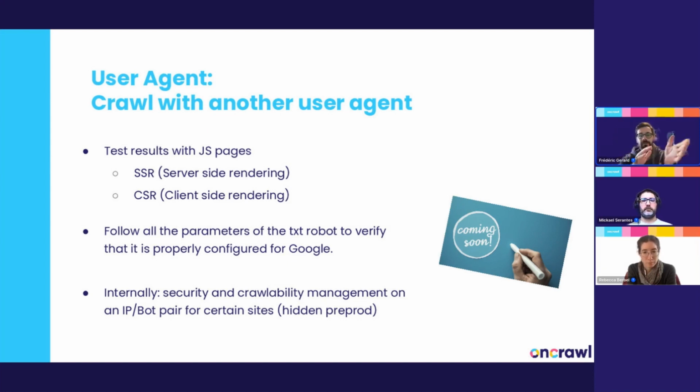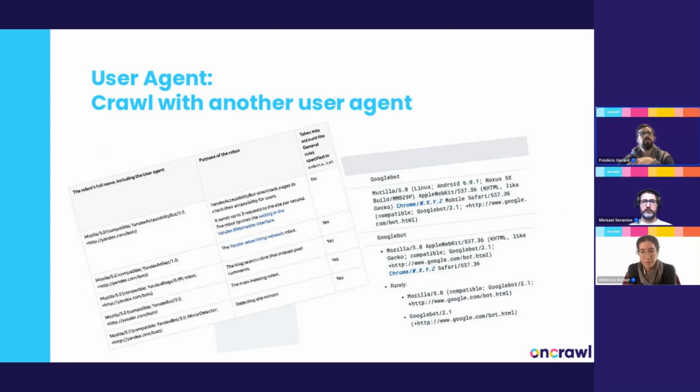Or, as Michael presented just before, you can use it if you have a hidden pre-production with a security access with a specific IP or bot name. So this is a new option that allows you to have more crawl profile settings and to use it in the application. For example, here are examples of configuration if you want to use a Googlebot or Yandexbot to crawl your site. Just to give you an information, this new option will arrive in the next few weeks.